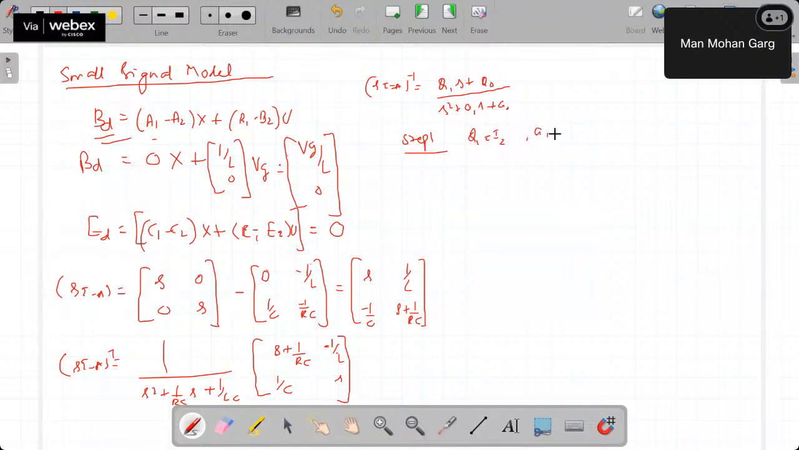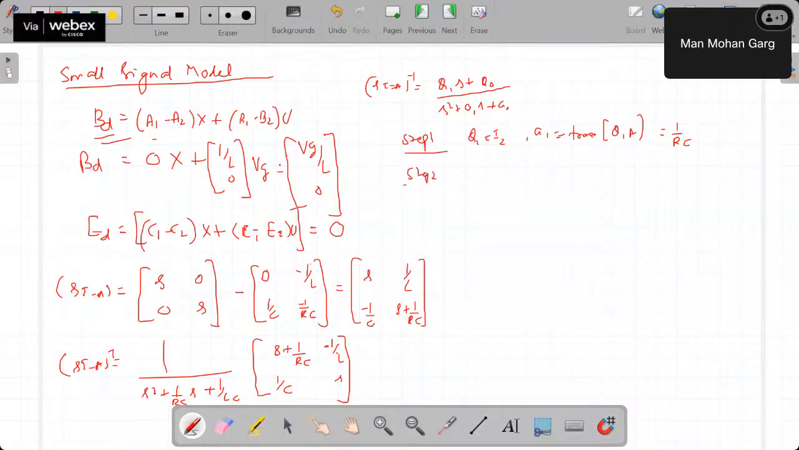Then A1 will be what? Minus trace of Q1 into A. And because Q1 is the identity matrix, it will be the same as A only. So A is with us, A is this one. What is the trace of this? Minus 1 upon RC, and the minus is there, so this will be 1 upon RC.